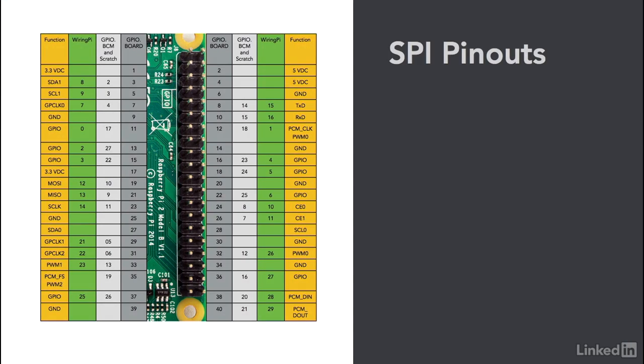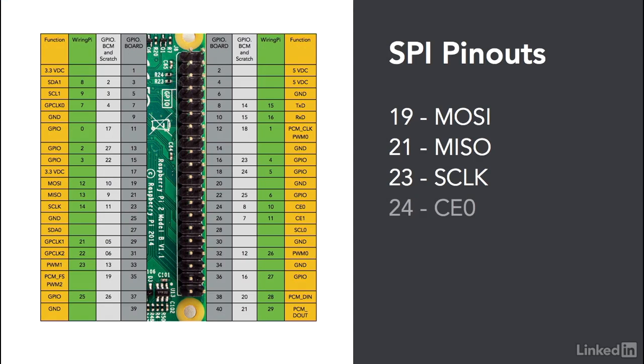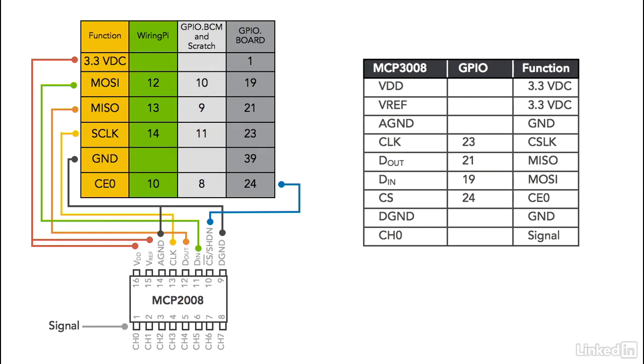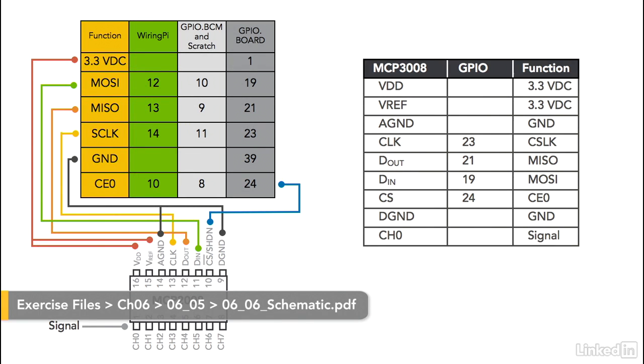To connect the MCP3008 to the Raspberry Pi, I'll use these pins. Number 19, which is labeled MOSI, number 21, labeled MISO, number 23, labeled SCLK, and number 24, labeled CE0. The circuit I've built looks like this. I've included a copy of this schematic in the exercise files.